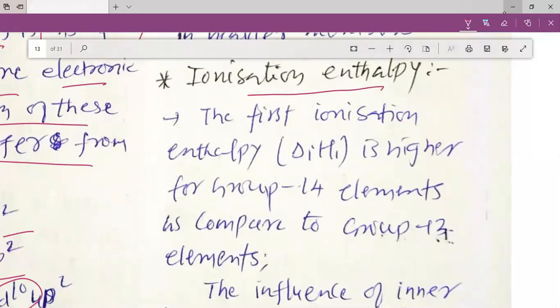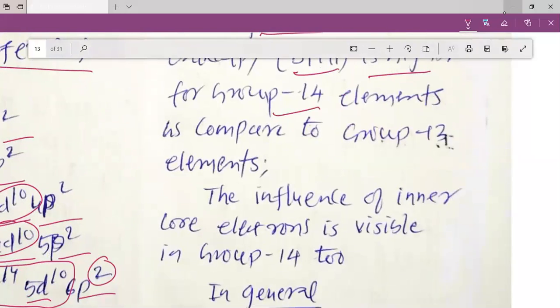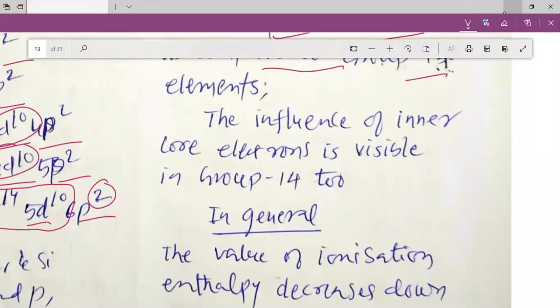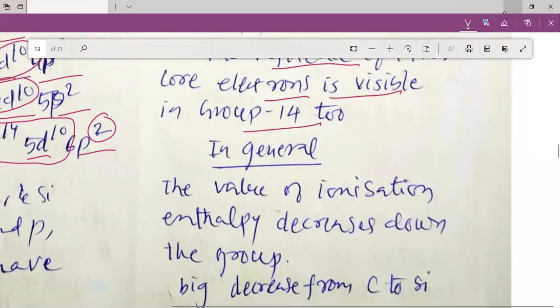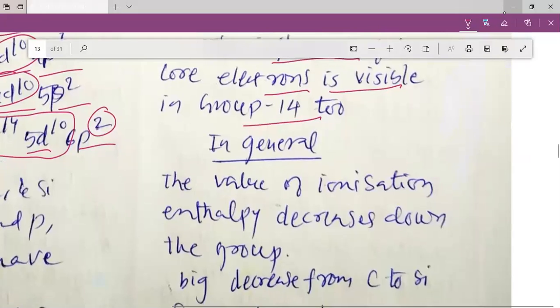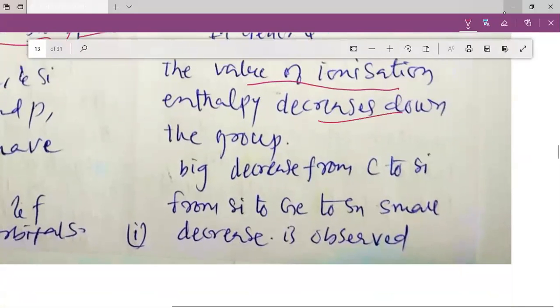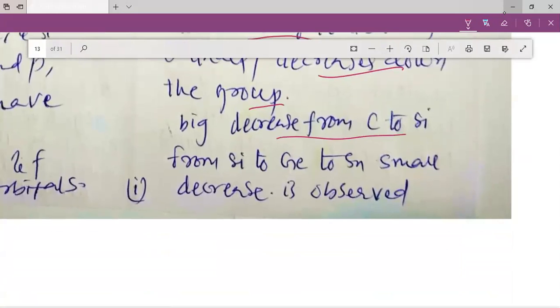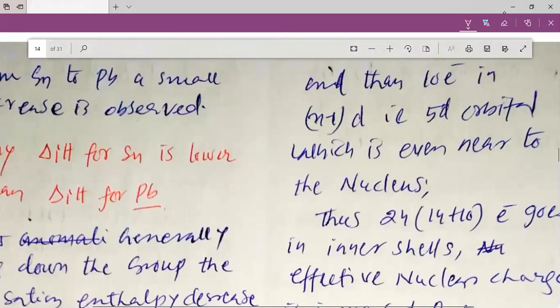Now we want to study about the ionization enthalpy. The first ionization enthalpy, that is ΔiH1, is higher for group 14 elements as compared to the group 13 elements. The influence of the inner core electrons is visible in group 14 too. So you will see some of the properties which are disturbed by this inner core. But in general, we can say that the value of ionization enthalpy decreases down the group, with a big decrease from carbon to silicon. But from silicon to germanium to tin, a small decrease is observed in the values of ionization enthalpy in group 14 elements.